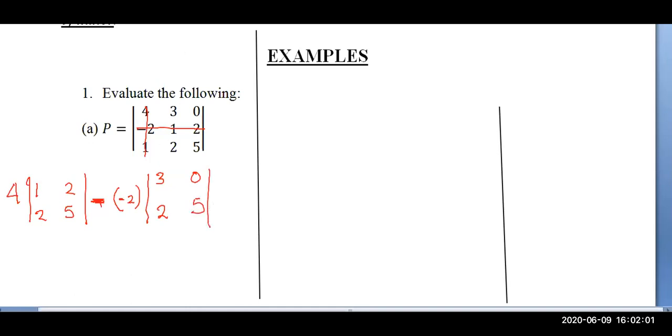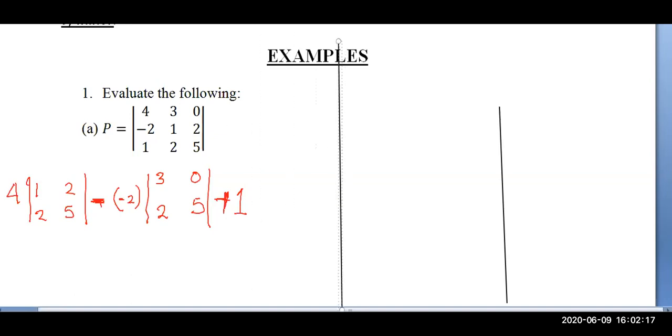Then the next element there, or member there, is 1, whose place sign now is positive, plus 1. Then multiply by its determinant of minor, which is neglecting the row and the column of 1. So you can see that they compose along the column here, and that will give me 3, 0, 1, and 2.